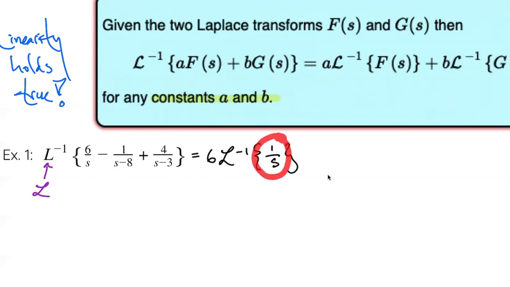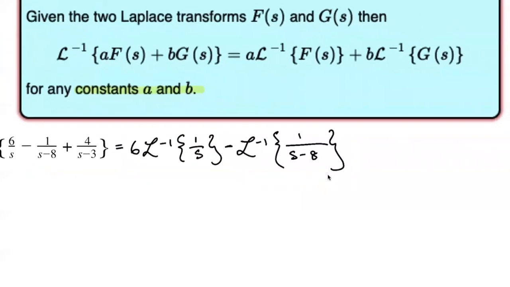I do want to point out that my S's often get confused with 5s, at least in my own brain. And so if that is something for you, I'll try to make it super clear, but if you also have that same problem, just figure out a way to make it super clear, okay? I think S was a very unfortunate letter to be chosen, but here we are. Okay, and so the second one would be negative the inverse Laplace transform of 1 over S minus 8. And then my third one will be plus 4 times the inverse Laplace of 1 over S minus 3.